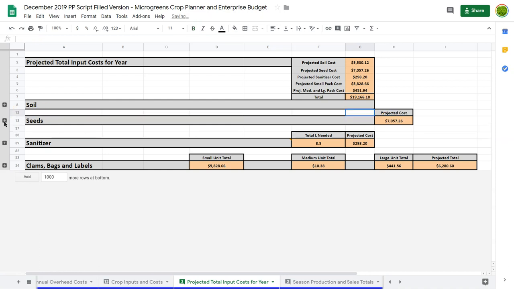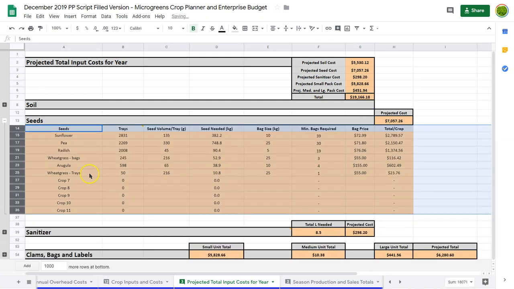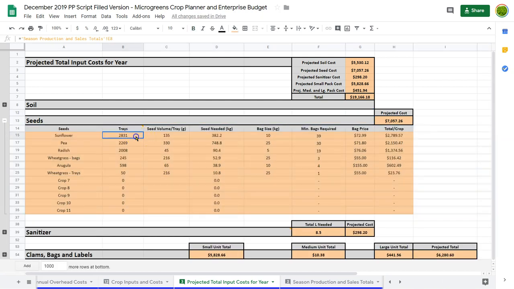Let's take a look at our seeds now. Seeds are a little more complicated because each seed is different. So let's take a look at sunflower. You can see this is all orange, so these are all calculations here. This is just a reference sheet. 2,800 trays at 135 grams of seed per tray, which means we need 382 kilograms of seed altogether. The bag size is 10 kilograms, so we need at least 39 bags, and we don't need 38.2. Our bag price with delivery is $72.99, and so we know altogether what we're going to have to pay.